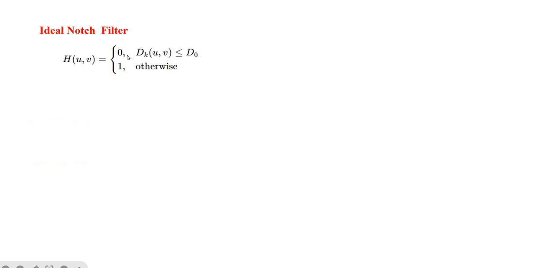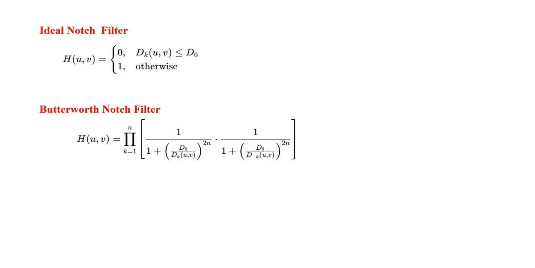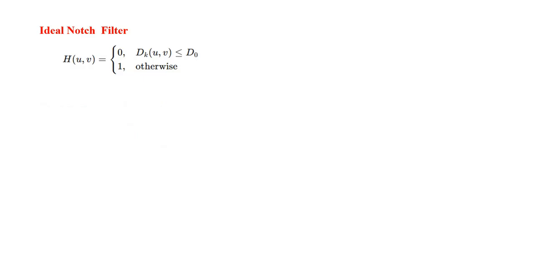So this is the transfer function for the ideal notch filter. The ideal notch filter will remove the frequencies near the noise peak, and it also sharpens the boundaries, which causes the ringing effect.